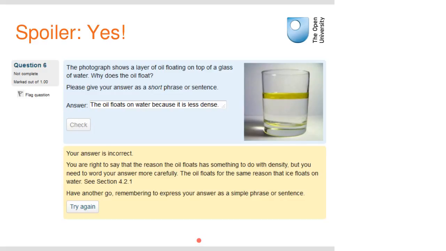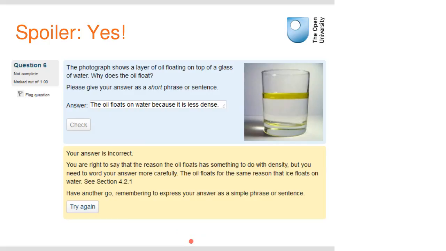Why does oil float on water? Well, for this screen grab, I put in an answer that is almost but not quite correct. I've said the oil floats on water because it's less dense, and it's not clear if I mean because the water is less dense or the oil is less dense. And the computer has not only spotted my answer is insufficient, it's given me some fairly specific feedback about why my answer isn't quite good enough yet. So, of course, that's an example I've set up. You don't have to believe me.